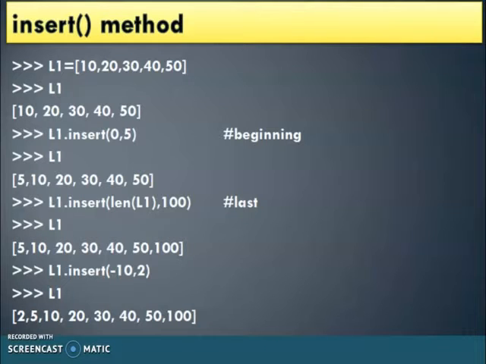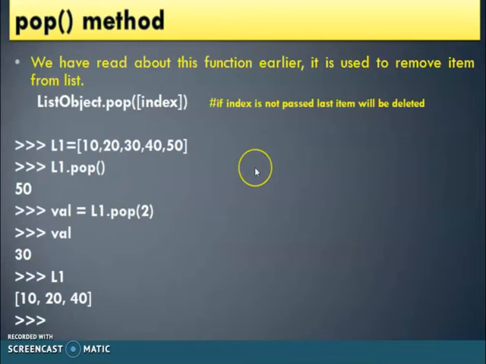Then next one, pop. The pop method we already discussed last time. Once again we can discuss this pop method. It is used to remove an item from the list. When we use this pop method, it not only removes the item but also returns the removed item. See the syntax: list object dot pop(index).